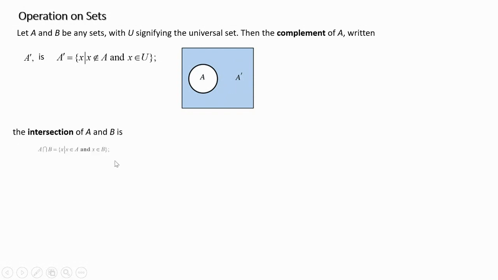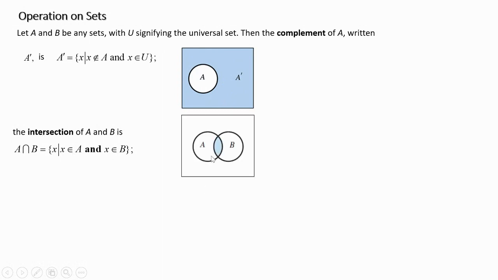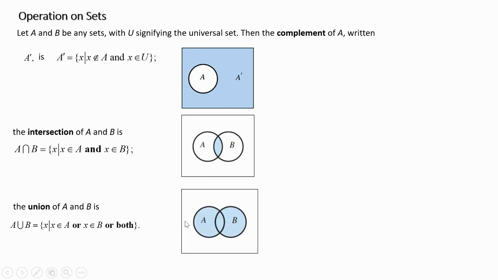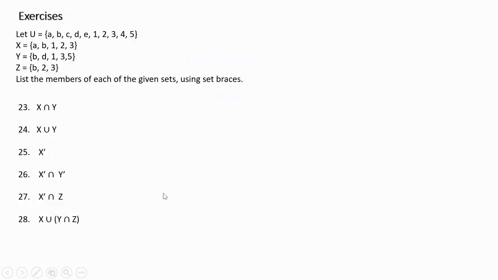The intersection of A and B. There's my notation, and here's the Venn diagram. A and B means where do they intersect? The union of A and B. There's my notation, and set block notation, and here's my Venn diagram. A union B.